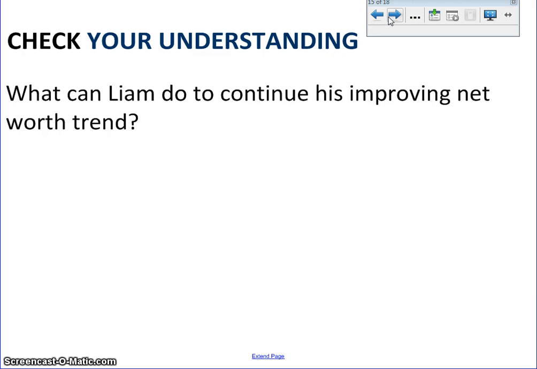So on the you-do, it says, what can Liam do to continue improving his net worth trend? Now, normally in the classroom, this is something that kind of creates conversation. Obviously, we can't do that. So here we're just going to go ahead and list it. He could continue to pay down his loans. He could pay off his credit card.